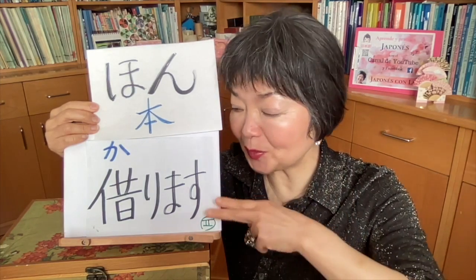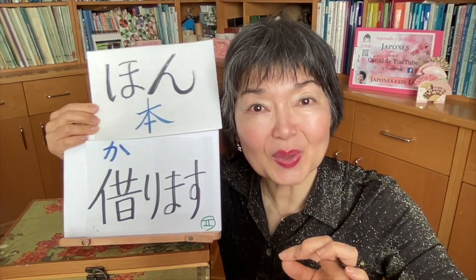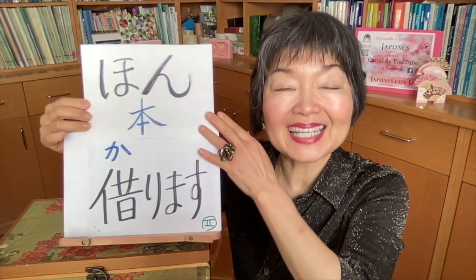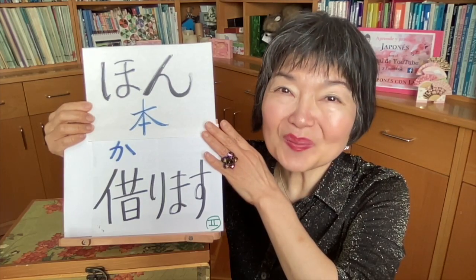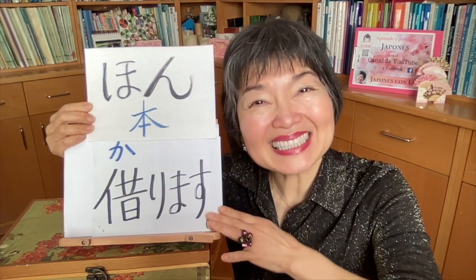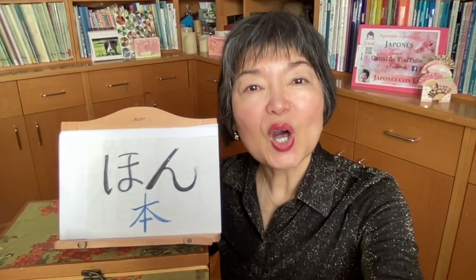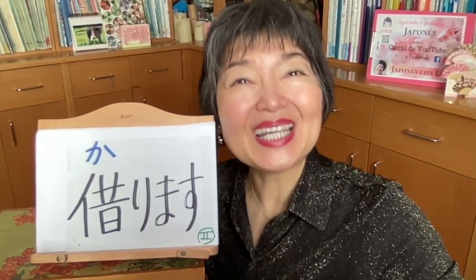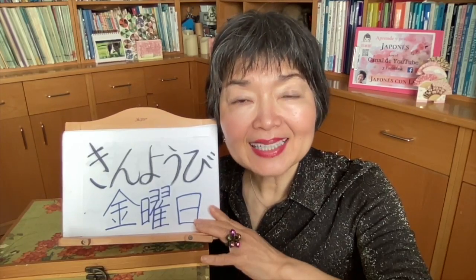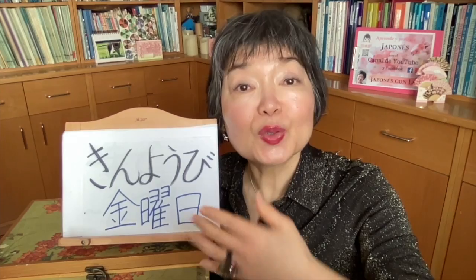Book, books, 本. The verb to borrow, 借ります, is group 2. In the past tense, 借りました. But what did you borrow? The book, 本. This is the direct object. So after the direct object, we need the particle を. 本を借りました. 図書館で本を借りました.